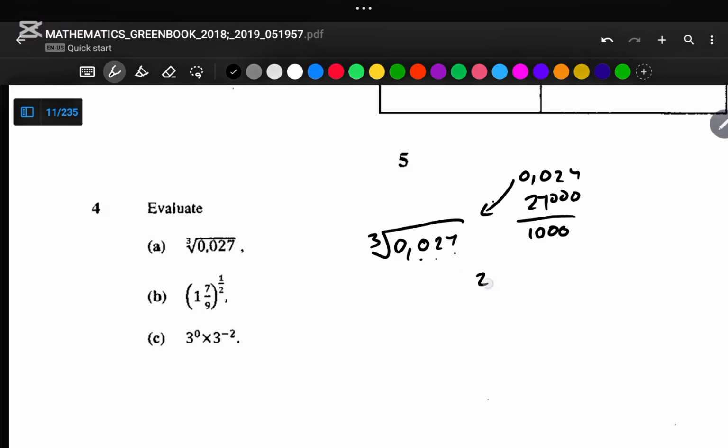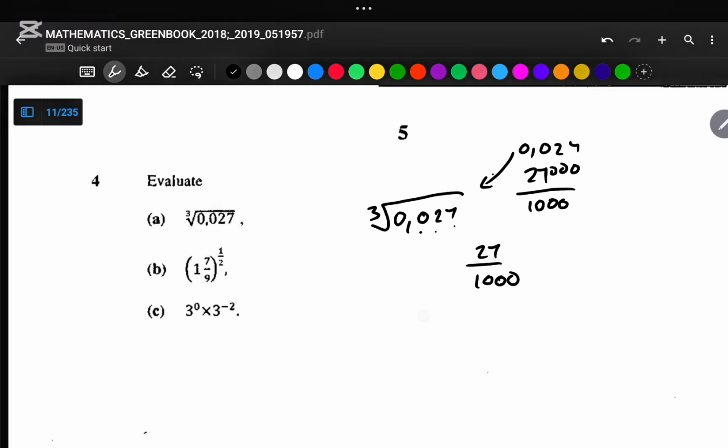So we want the cube root of 27 over 1000. If we don't know the cube root of 27 or the cube root of 1000 by head, you can simply say it is 27 over 1000 raised to the power 1 over 3, because cube root is just raised to the reciprocal of that number. If we are having square root of a, it is a raised to the reciprocal of 2, that is half.